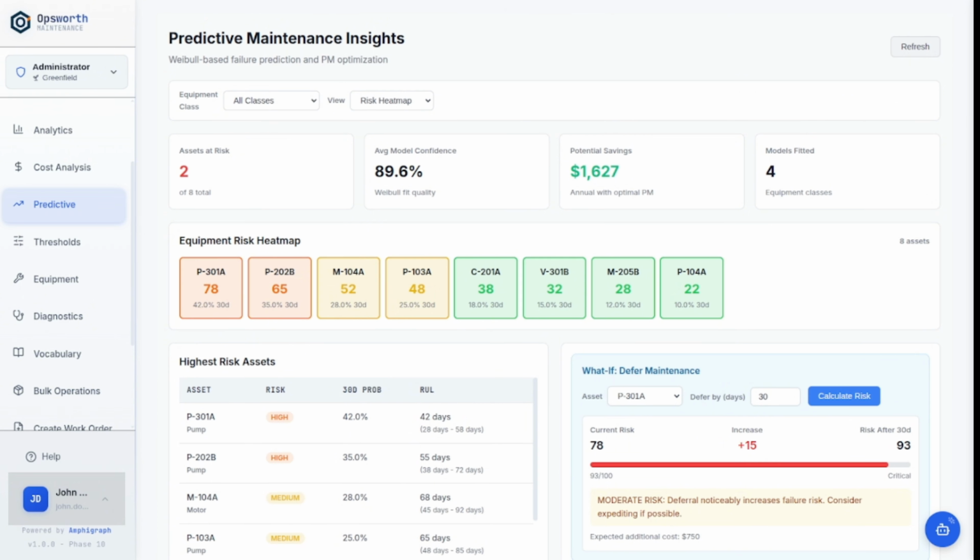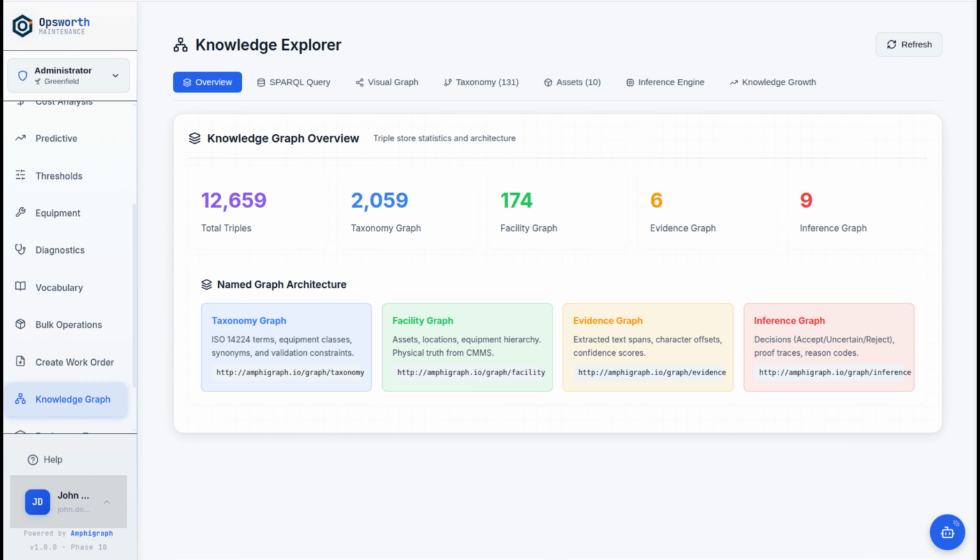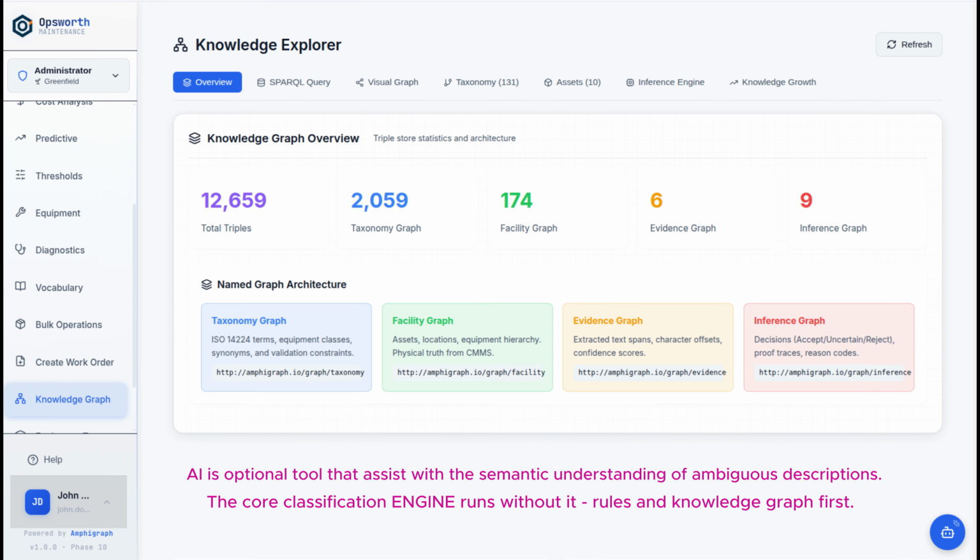This isn't a separate system. It's the same knowledge graph, just viewed through an analytics lens. Taxonomy graph. Your ISO 14224 vocabulary. Facility graph. Your equipment hierarchy. Evidence graph. Every classification linked to source text. Inference graph. Every decision with proof traces. This is your maintenance knowledge, structured, connected, queryable.